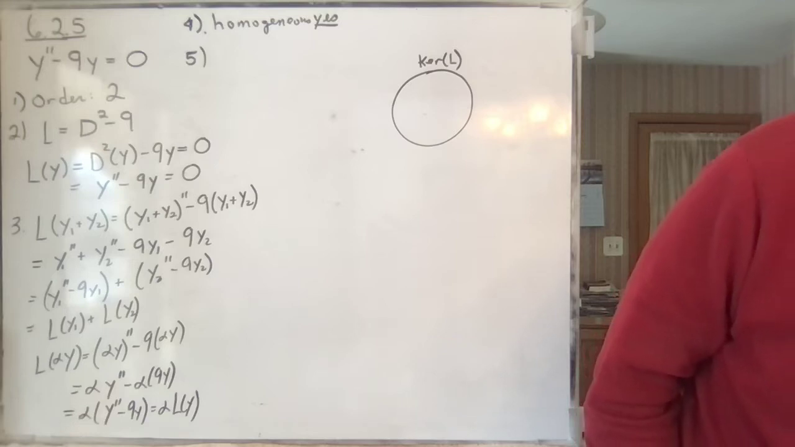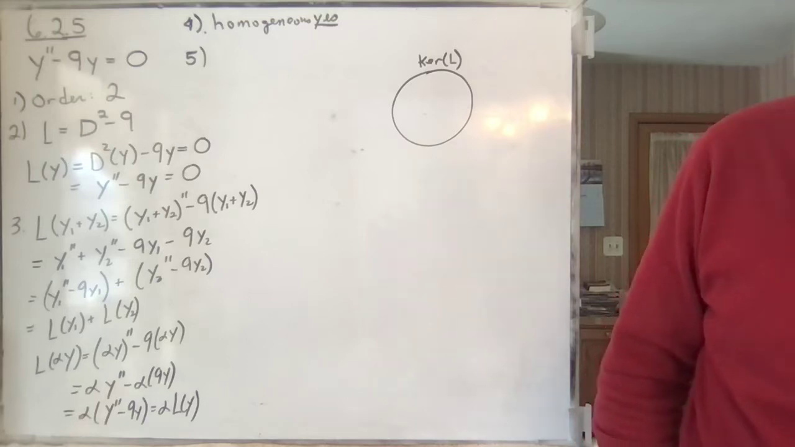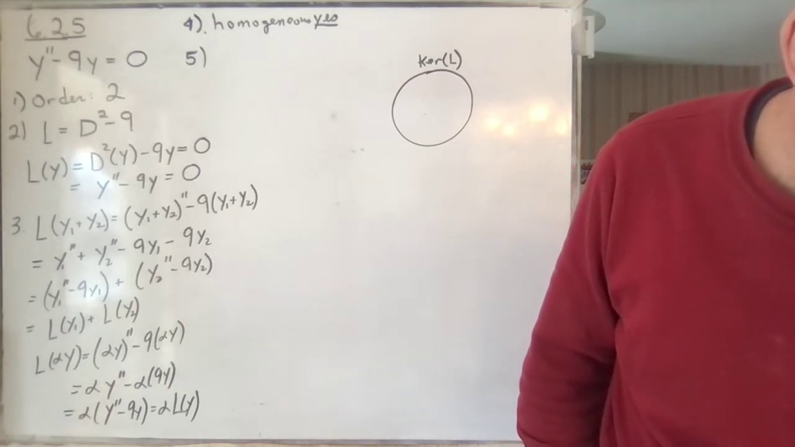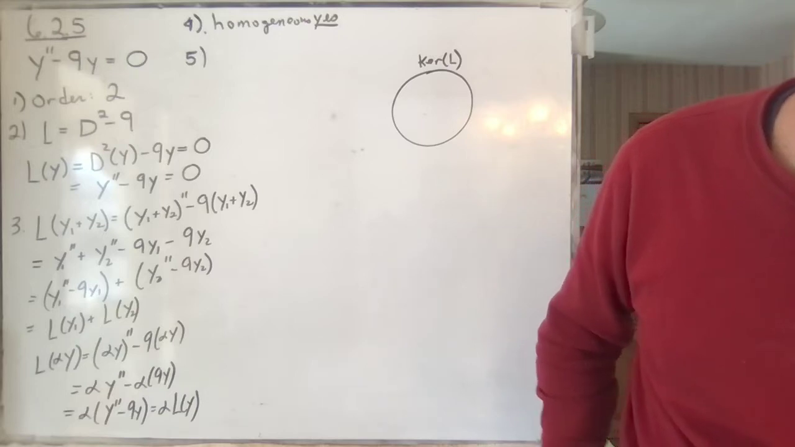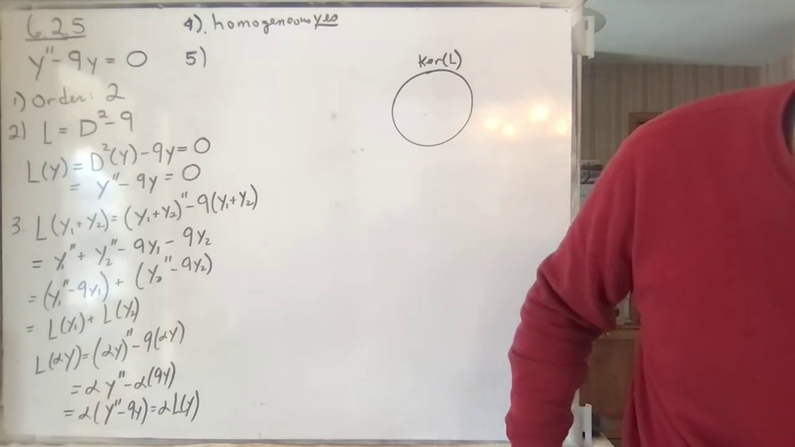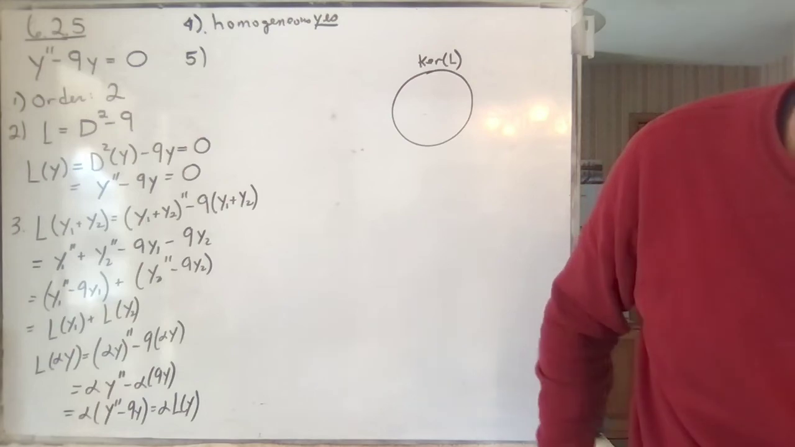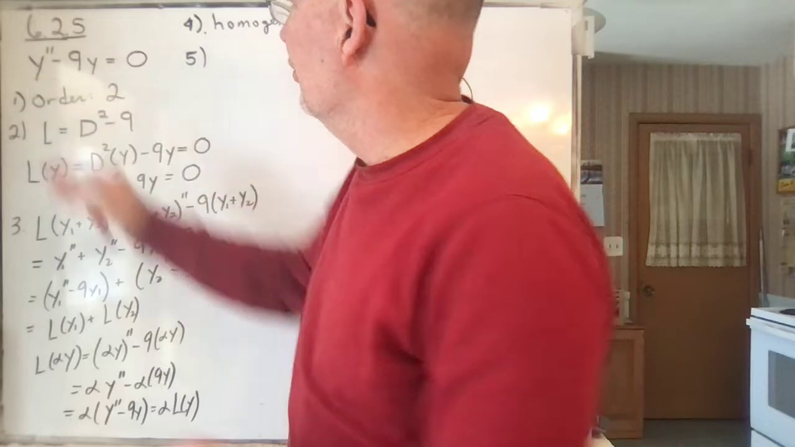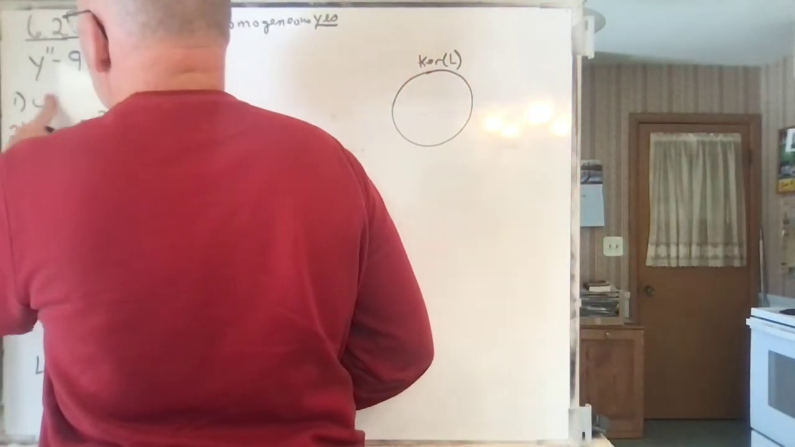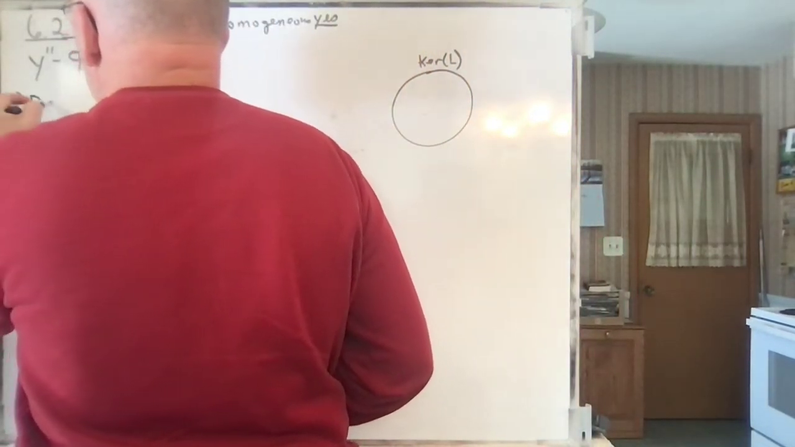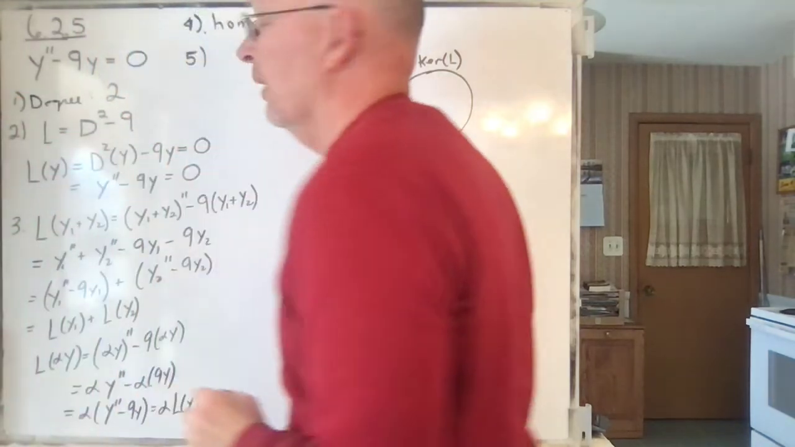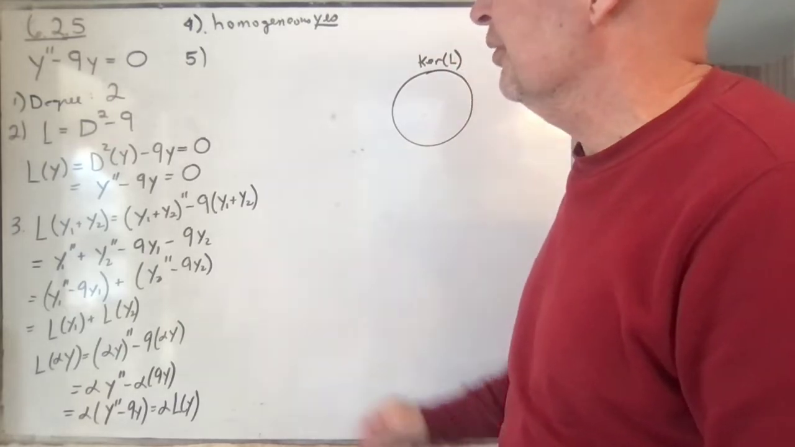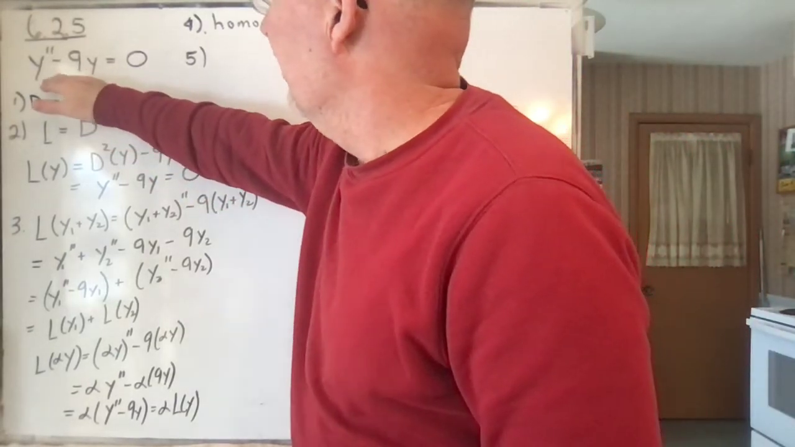How many elements are in the basis of the kernel? This is where we use Theorem 6.2.1 from the previous page. Theorem 6.2.1 says the dimension of the kernel is equal to the degree of the differential equation. Sometimes I use the word order, sometimes the word degree. What is the order or the degree of the differential equation? It's 2.